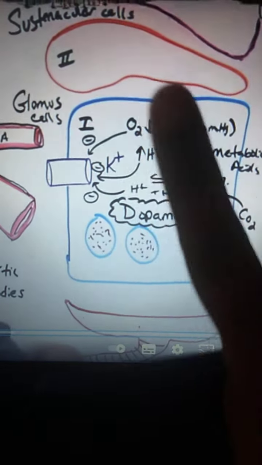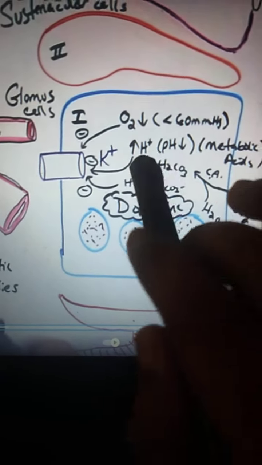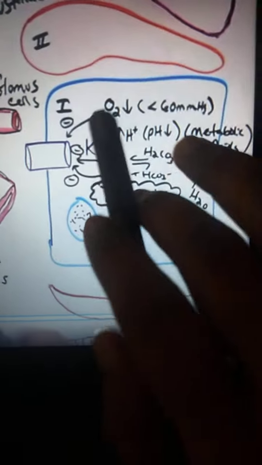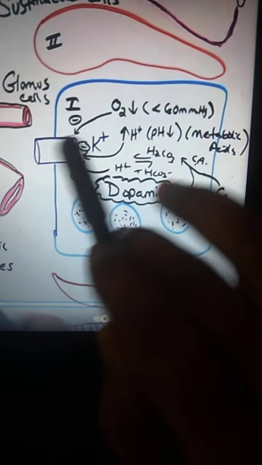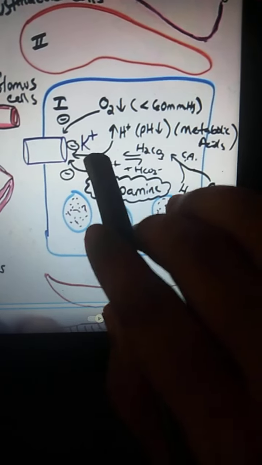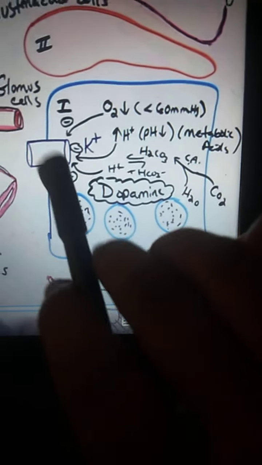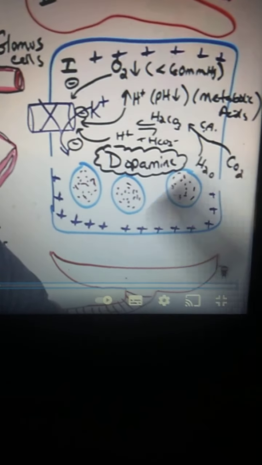For example, we'll talk about metabolic acidosis. In metabolic acidosis, you have more lactic acid, more ketone bodies. What will happen? It will inhibit the potassium channel. Also, when the O2 is very less, below 60, it will inhibit the potassium channel. Again, with CO2, the protons will be less, and it will inhibit the potassium channel. If this is inhibited, the potassium is going to start accumulating here. So the dopamine will start releasing.